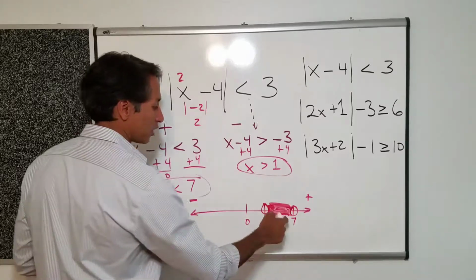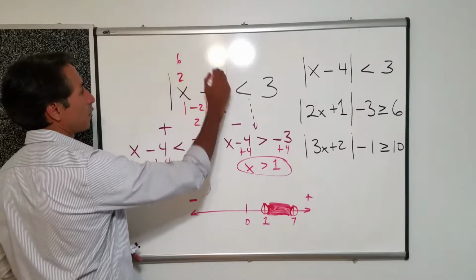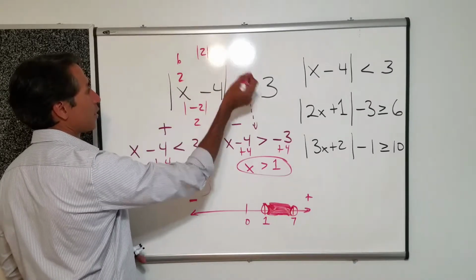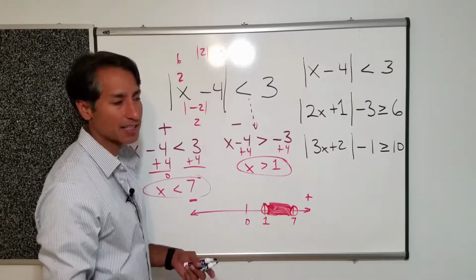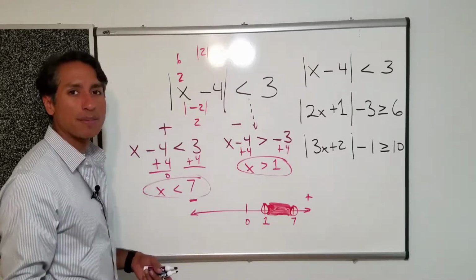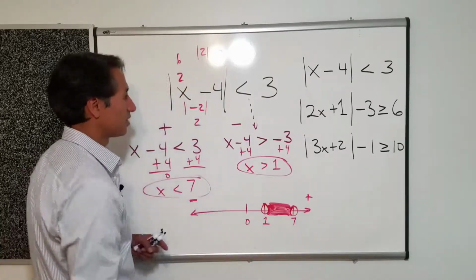Yes. Let's try 6, because it's close to the other side. 6 minus 4 is 2. Absolute value of 2 is 2. Is 2 less than 3? Yes. Okay, and now let's pick a number that wouldn't work, that's outside the parameters here, like 0.